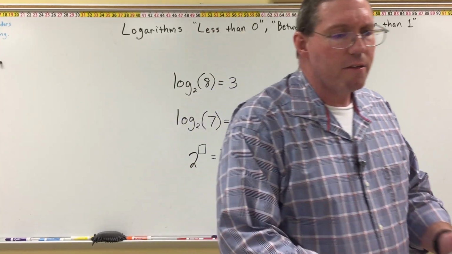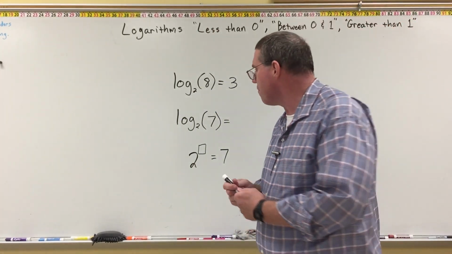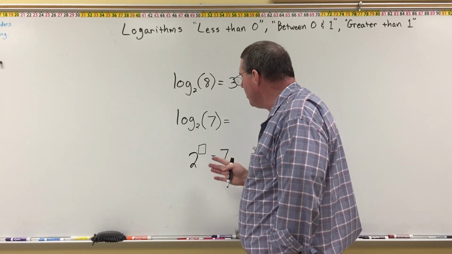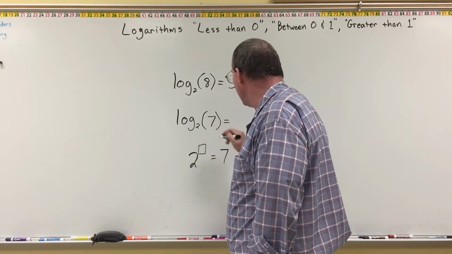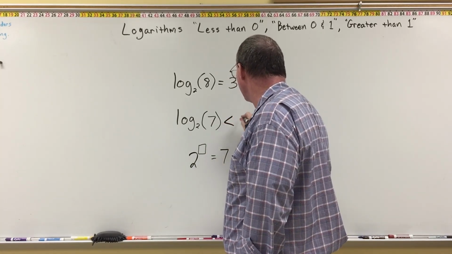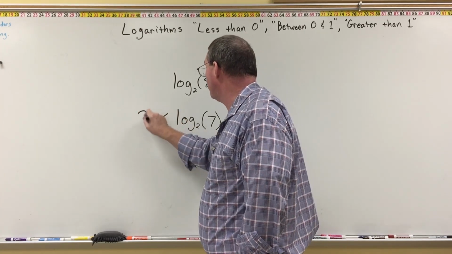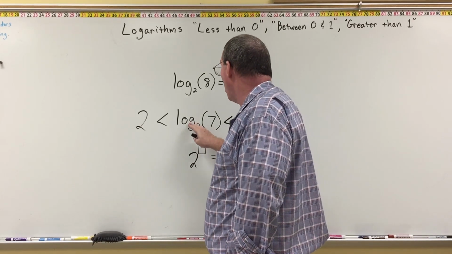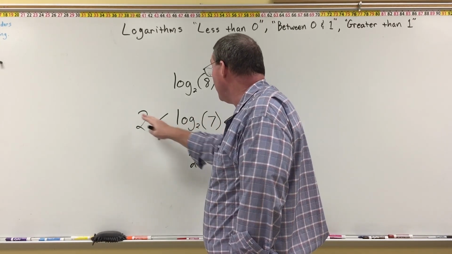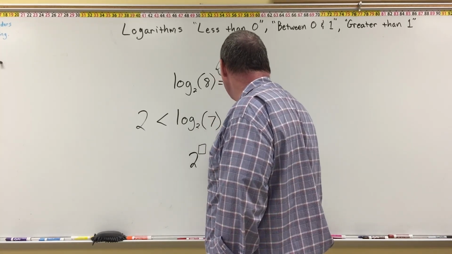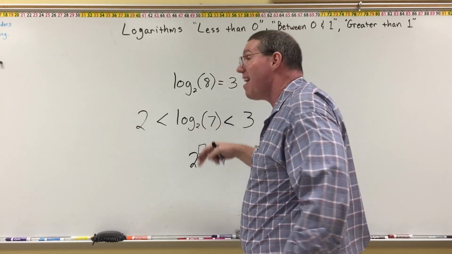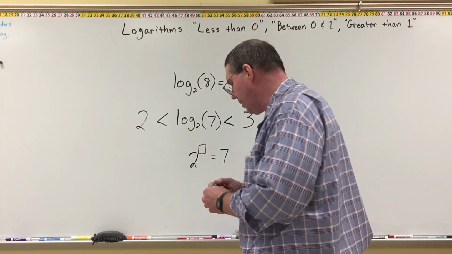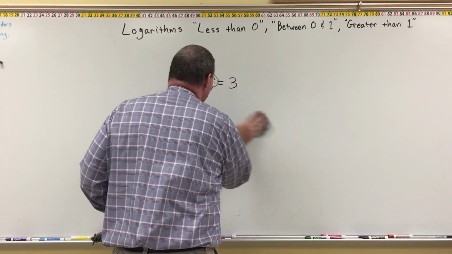Okay? Well, instead of asking you to identify the precise value, all I want you to tell me is approximately what is it between? Well, it's going to be less than 3, but it's going to be greater than 2. This logarithm is somewhere between 2 and 3 because log base 2 of 4 equals 2 and log base 2 of 8 is equal to 3. So that means that log base 2 of 7 is somewhere between 2 and 3.